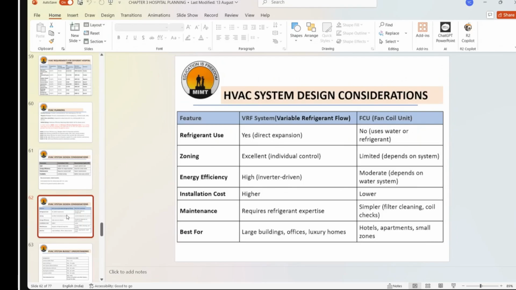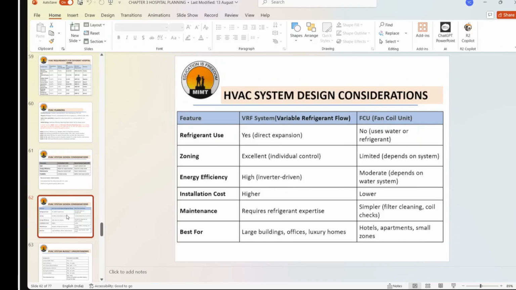If you talk about energy efficiency, the VRF system is highly energy efficient and inverter driven, but the FCU kind of thing needs more energy, depending on the water system. Installation cost is very high in the case of the VRF system, and it is low in the fan coil unit.